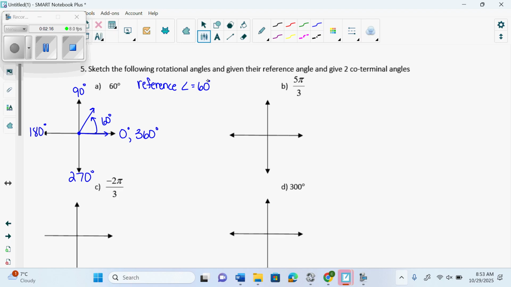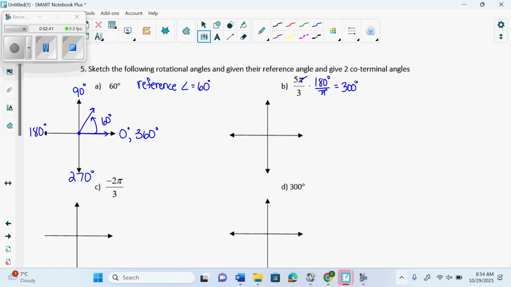So if we do 5 pi over 3, a lot of you guys converted this. So we went 180 degrees over pi. And what did we get? You did do this. I know you did. 300. All right. So then I can do this, right? 0, 90, 180. Can I do that?